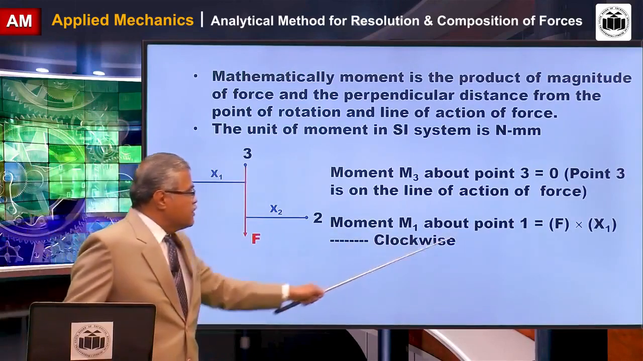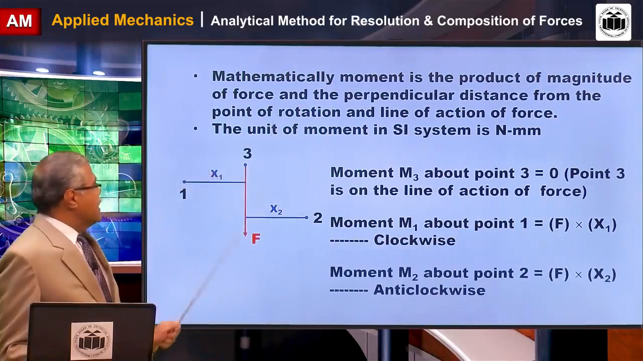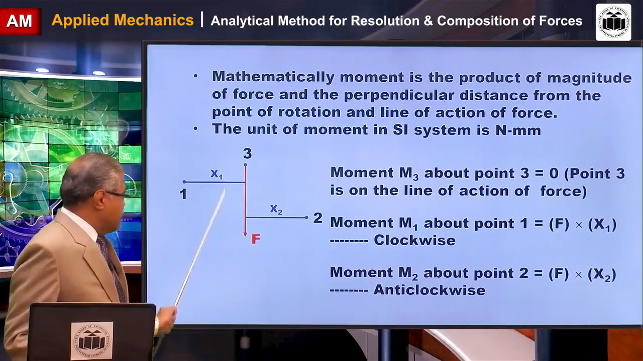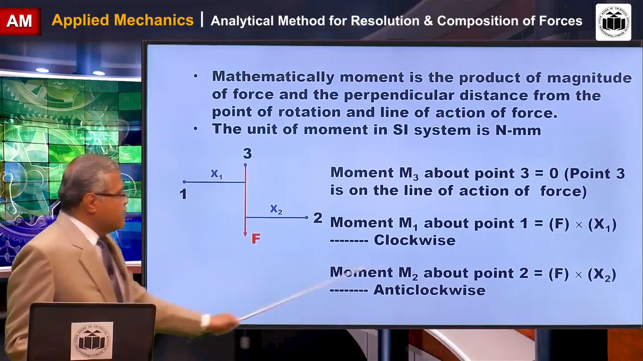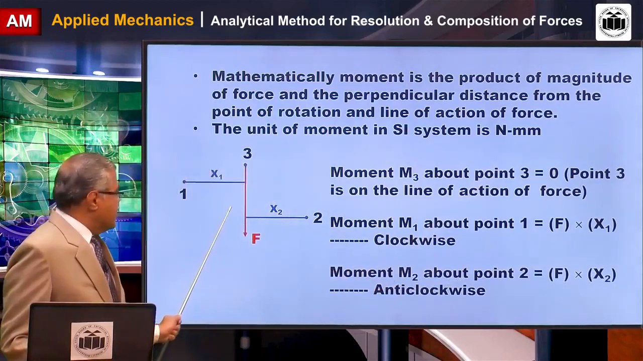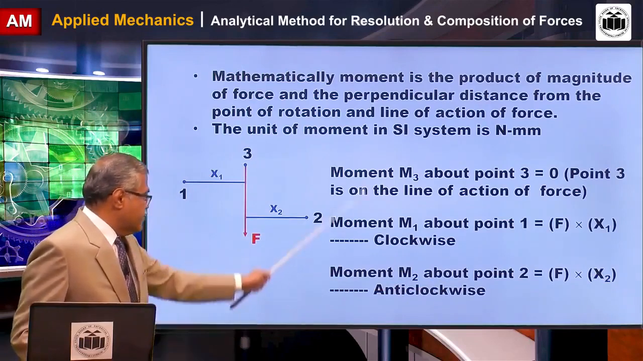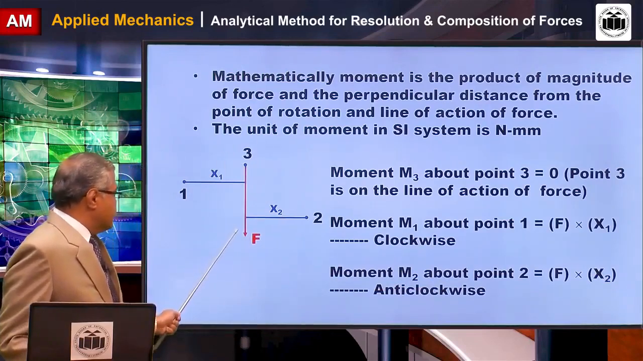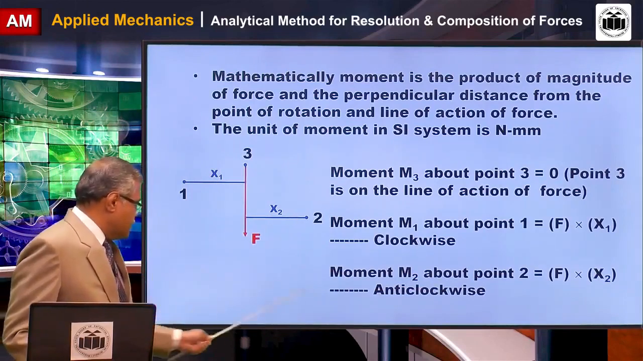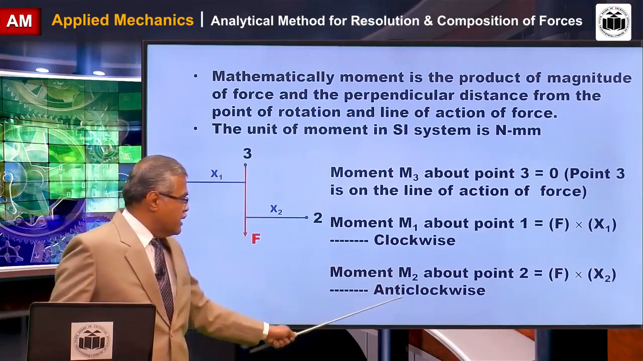Therefore the nature of this moment F into x1 is clockwise. And lastly the moment M2, that is the moment of force F about point 2, is equal to F into x2. This F into x2 produces an anti-clockwise effect, that is, if it is acting downward, then about this point it will produce an anti-clockwise moment.